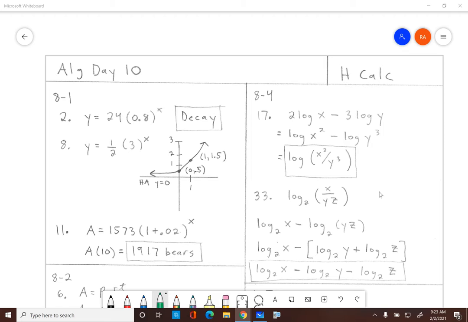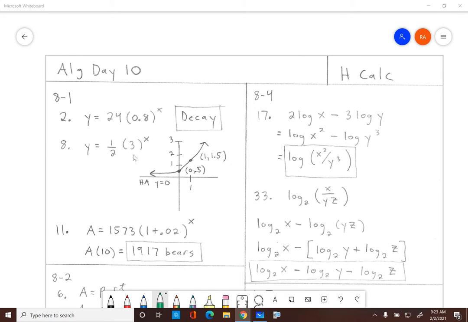So this first section here, 8-1, we're looking at problem 2 and asking, is this a growth or decay model? 24 times 0.8 to the x. If this base is smaller than 1, if it's a fraction between 0 and 1, then it's going to decay. This would be like 1 minus r, where that r would be 0.2 or 20%. So we're losing 20% per marking period on this decay function.